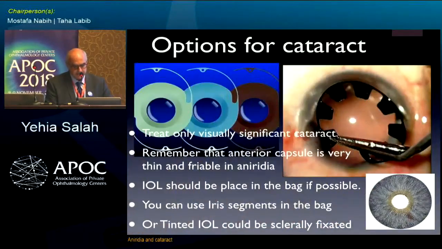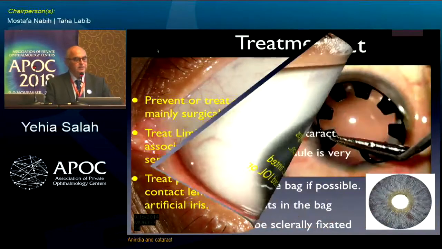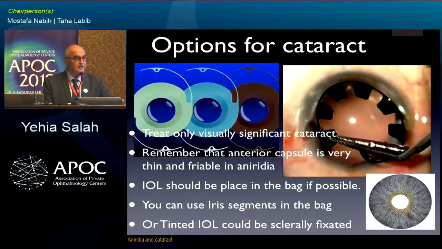So treatment. Try and treat glaucoma medically or mainly surgically. Treat the limbal stem cells according to their degree, from lubricants up to limbal stem cell transplantation, and then start treating the cataract if significant. You have two problems in these patients. You have the cataract, which is causing the additional deficiency in vision, but also they have the photophobia and the glare due to absence of an iris.